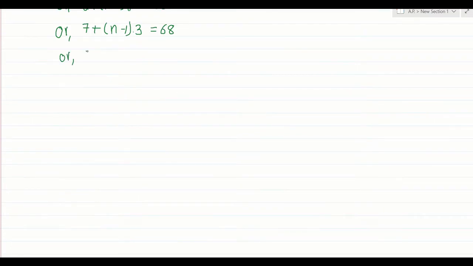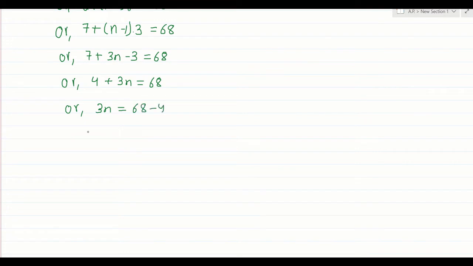Or 7 plus 3n minus 3 is equal to 68, isn't it? Or it is 4, since 7 minus 3 is 4. 4 plus 3n is equal to 68. Or 3n is equal to 68 minus 4. Or 3n is equal to 64.